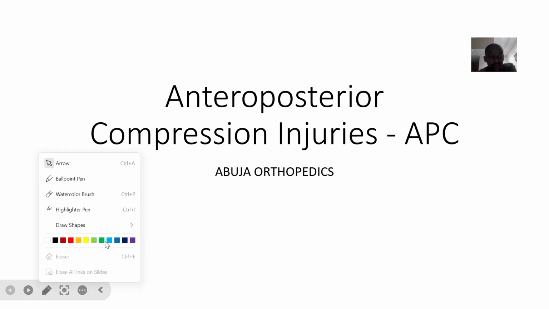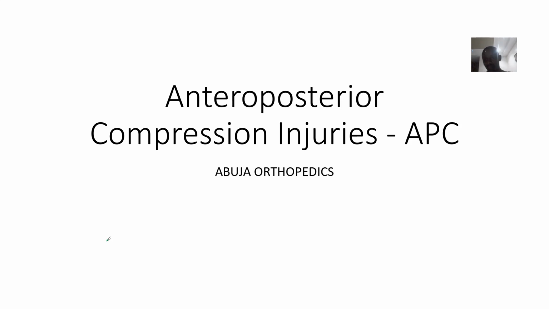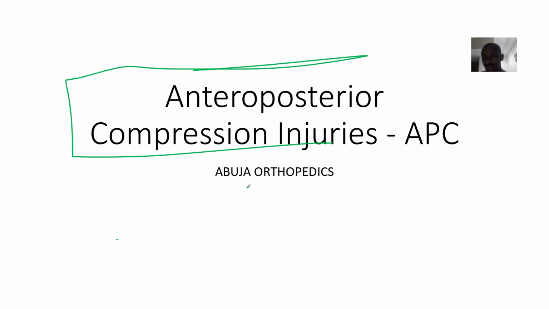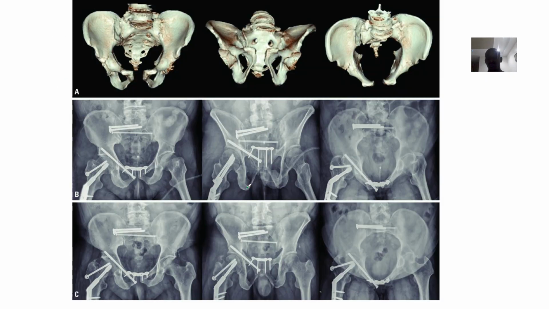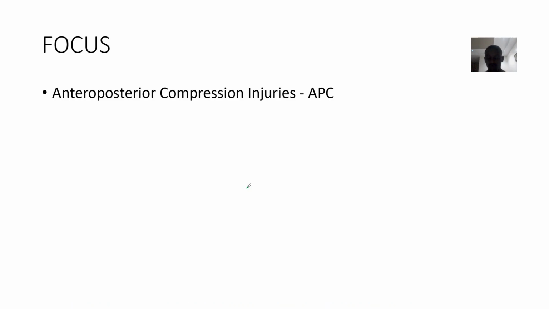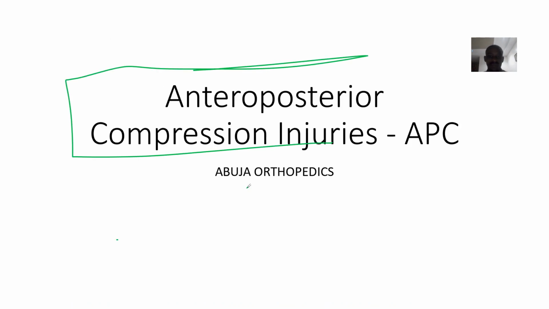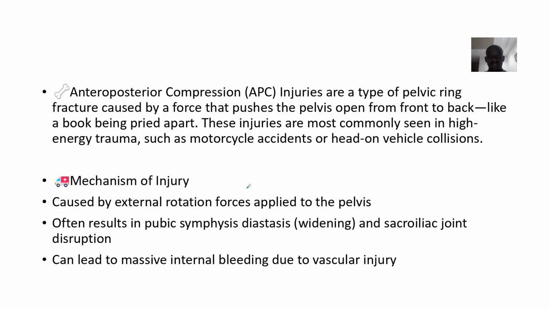So we're going to talk about another concept in orthopedics. Now, this is what is known as the APC. So this is like the anteroposterior compression injuries. Anteroposterior compression injuries. So for this group of injuries, what do they actually mean by this? They are a type of pelvic ring fractures.